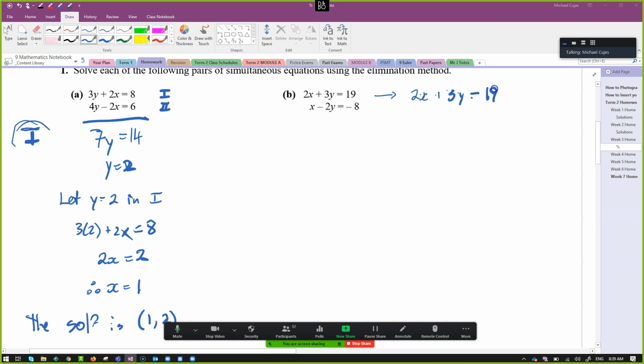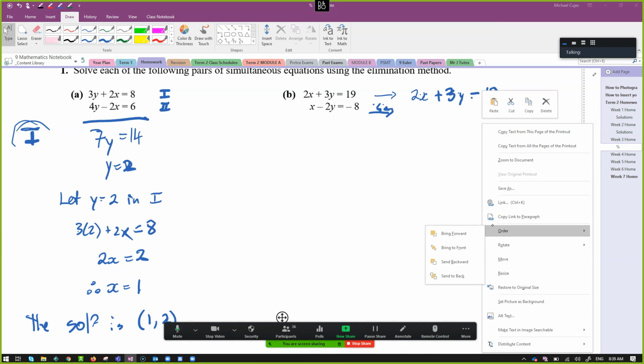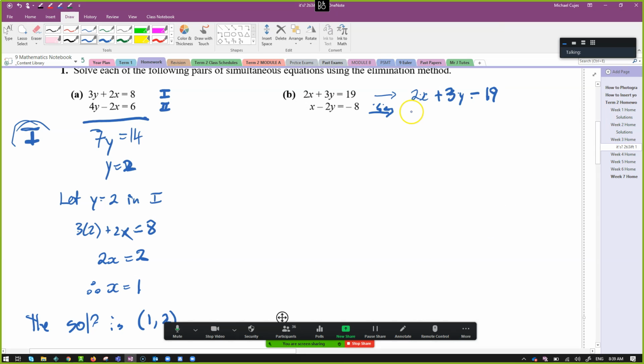2x plus 3y equals 19. And I'm going to times the second one by 2. 2x minus 4y equals negative 16.